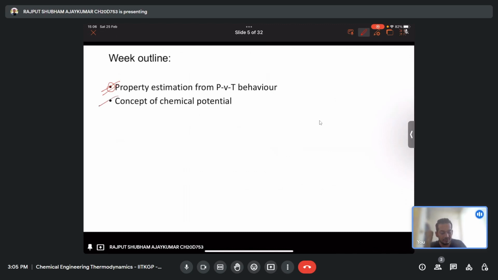And the second one is the concept of chemical potential, which we have already discussed. Suppose I have a container like this, and this is a membrane that separates it. This is gas A and this is gas B. Right now, gas A and gas B are separated by a membrane.